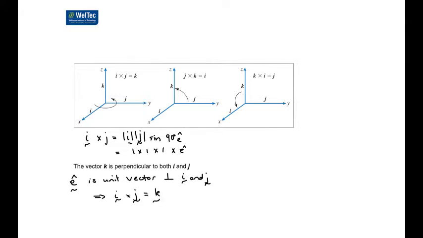If we look at the cross product of i with itself, what we've got is the length of i, by definition, times the length of i, times the sine of the angle between them, which is 0, times the unit vector perpendicular to i and i. So that's equal to 0, because sine 0 is equal to 0. So you can work out the rest of them.